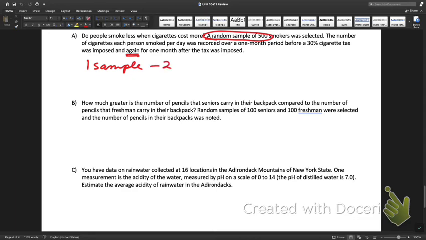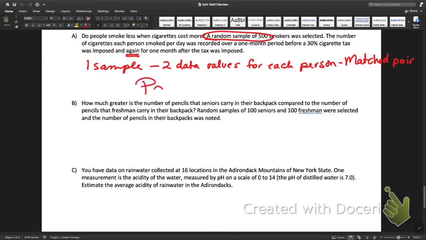So there's going to be two data values for each person. That sounds like we have a matched pair design. So this is a matched pair design. That means we would use a paired t-test. I'm going to test to see if there's a difference between their before and after smoking habits.